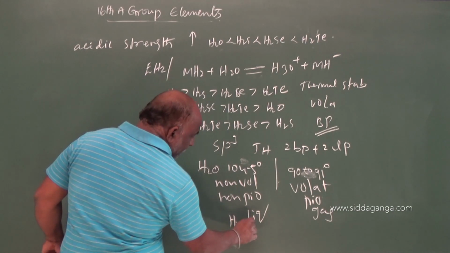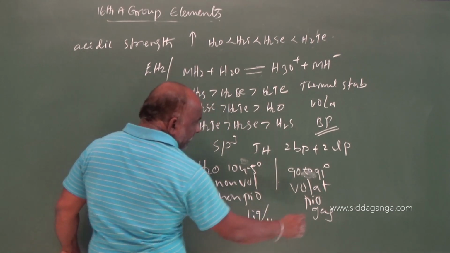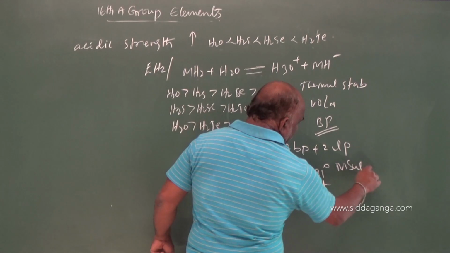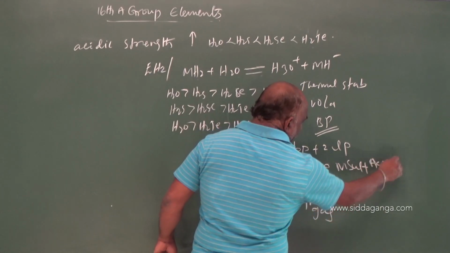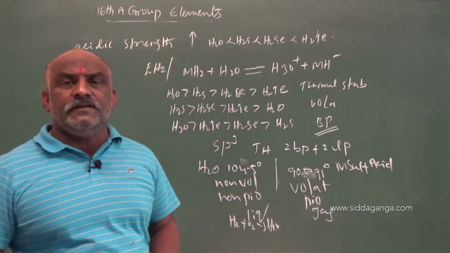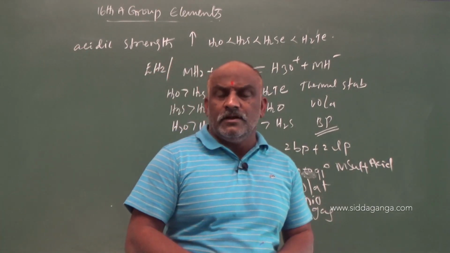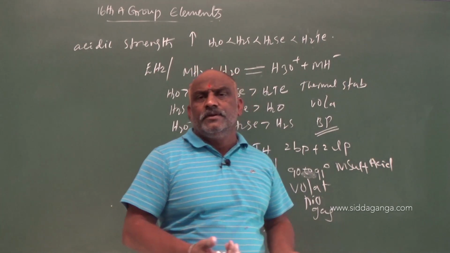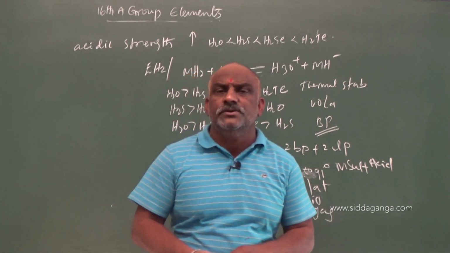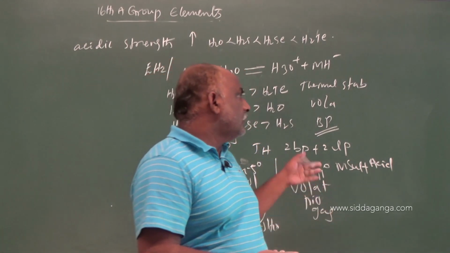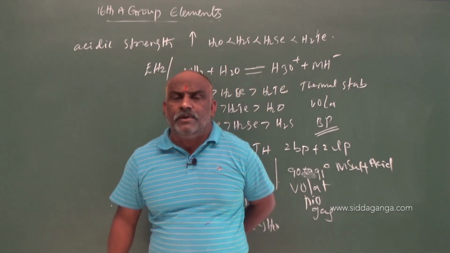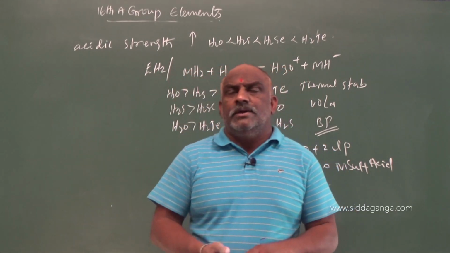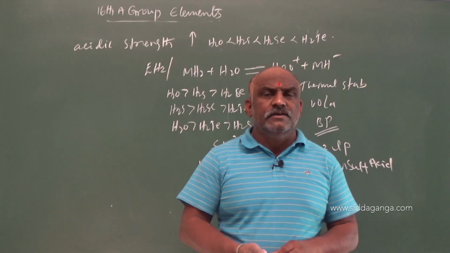Preparation: direct combination of H2 and O2 gives H2O. Here, metal sulfide plus acid gives rise to hydrogen sulfide; similarly metal selenides and metal tellurides. If you consider such examples, you will get an idea. Clear? Practice those equations. If you practice equations, then you will get the idea. Otherwise it is very difficult.